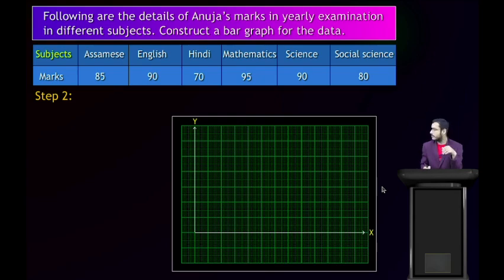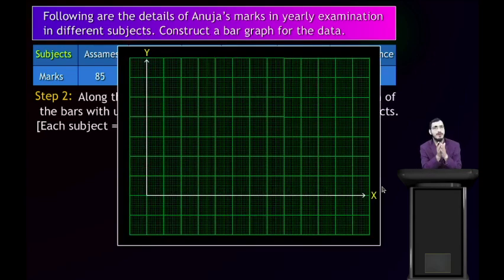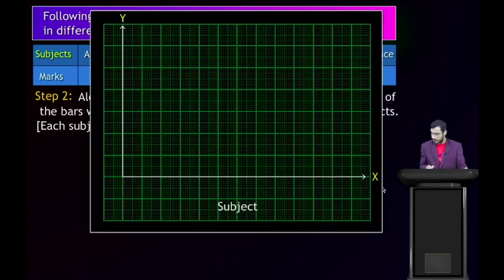Now the second step: along the horizontal line, that means the x-axis, choose a uniform width of the bars with a uniform gap between them to represent the subjects. So in the horizontal line you can choose the uniform length. Like this you can see here.